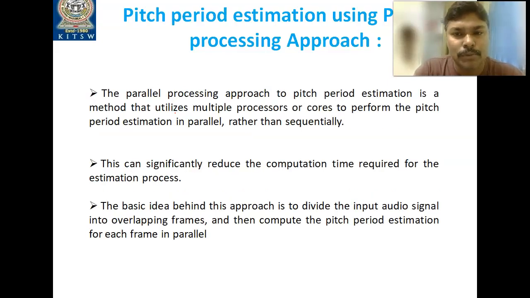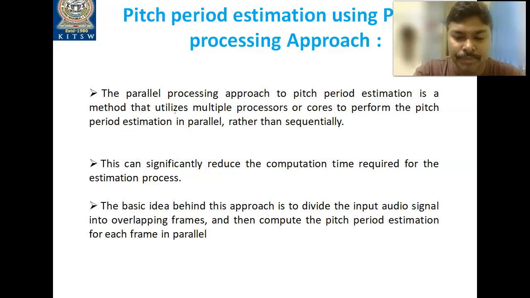So the parallel processing approach to pitch period estimation is a method that utilizes multiple processors, which we have already seen in the block diagram, or codes, to perform the pitch period estimation in parallel rather than sequentially. This can significantly reduce the computation time, obviously, because parallelly we are estimating each and every segment and then calculating the pitch. So we are reducing the computation time, and in no time we are calculating the pitch period. The basic idea behind this approach is to divide the input audio signal into overlapping frames and then compute the pitch period estimation for each frame in parallel.